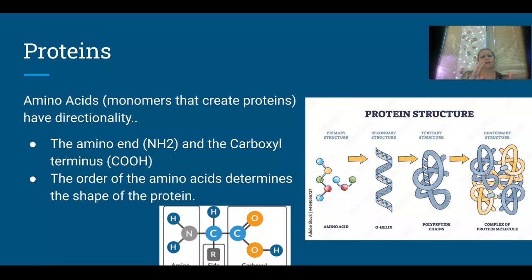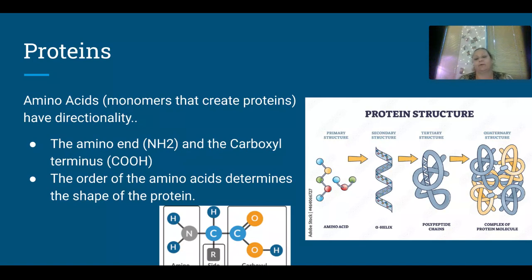So these amino acids have a specific directionality. They are put together in a specific way, and the order of the amino acids is going to determine the overall shape of the protein. Shape like structure. The structure will determine the function of the protein.